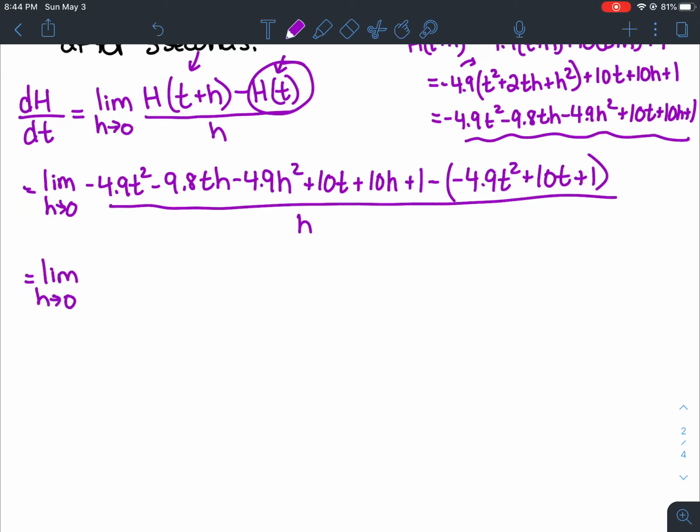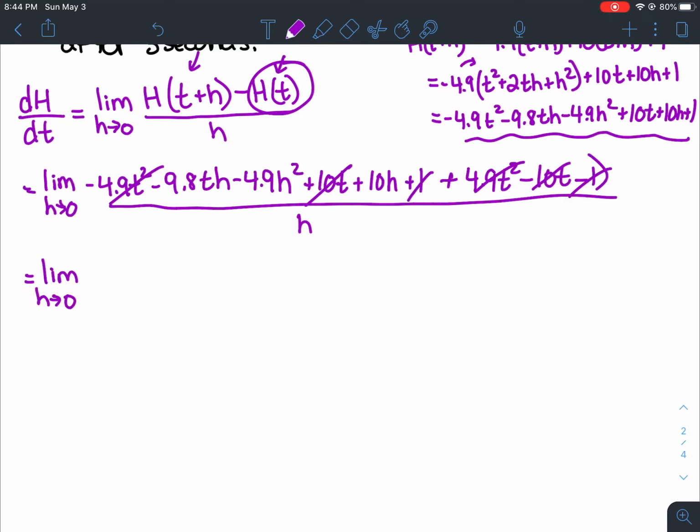Okay, so what happens with this, since we're minusing that whole thing, is all of those guys just turn to the opposite sign. So that'll become plus, that will become, and those guys will become minus. Okay, so now let's just collect like terms. So the minus 4.9 t squareds go away because you have a minus and a plus. The 10 t's go away. The 1's go away.